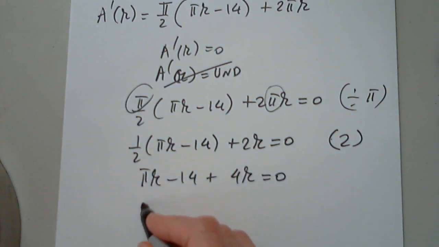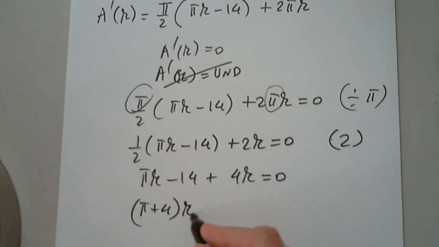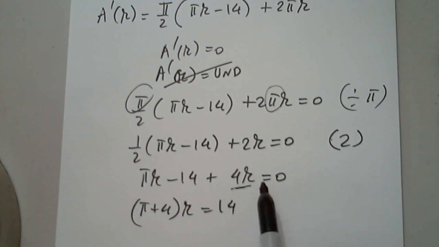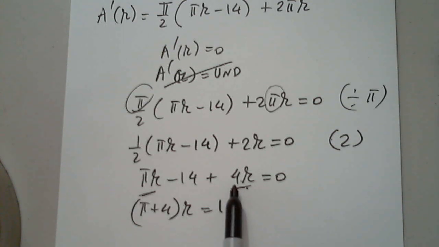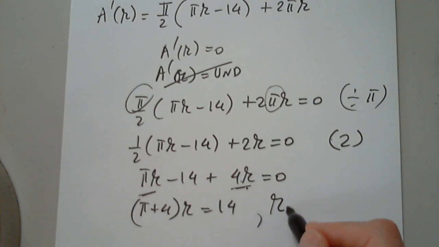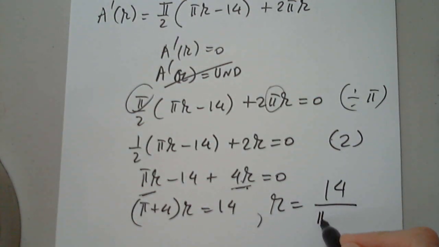So then I will have pi plus 4, r equals 14. I cannot combine these two. I have to factor out r, pi plus 4, and then 14 on the other side. So r equals 14 over pi plus 4. What is this? No clue.